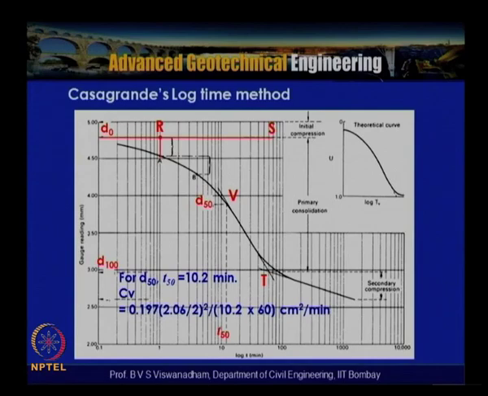Then we extend the tangent at the end of primary consolidation and the straight line portion of the secondary consolidation, and when they meet at point T, this is regarded as D100. D50 is equal to D0 plus D100 by 2, and with that we can locate the point D50. If that point is B, when we drop a vertical, that is the T50. By knowing T50, for 50% degree of consolidation Tv is equal to 0.197. With that we can get the coefficient of consolidation.